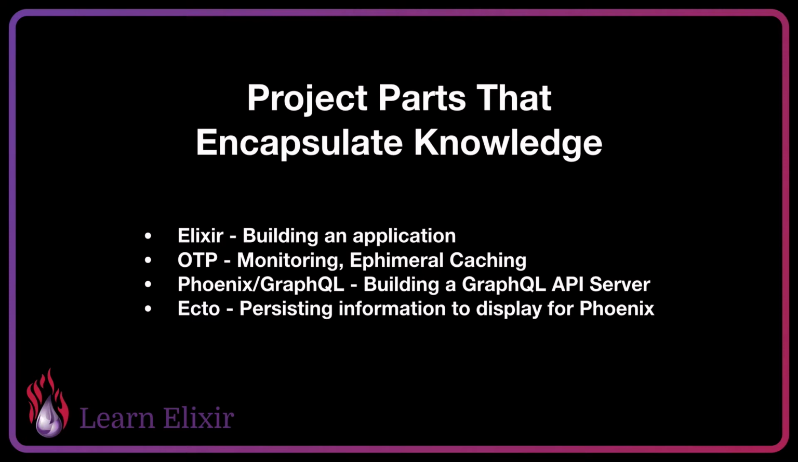For OTP, that means building some sort of monitoring system, or ephemeral caching, or some sort of system that needs to be updated consistently and accessed at really quick speeds. For Phoenix and GraphQL, it really means just building out a GraphQL API server so that we can serve up the responses for our API. And for Ecto, it means persisting some sort of information that we display in Phoenix to our Postgres database.